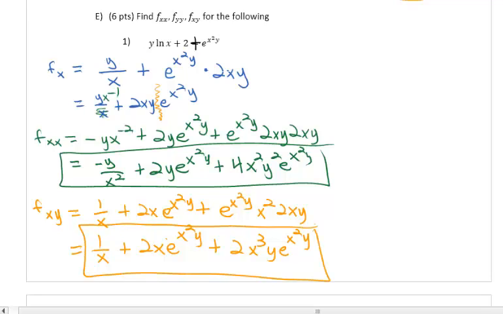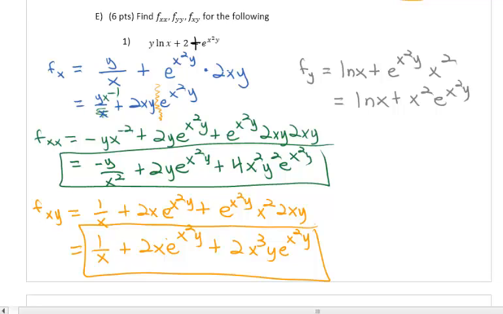For the fyy, we're going to go back to the beginning and take the original derivative with respect to y. Y ln x, the derivative of that's just the natural log of x. The derivative of 2 is 0, plus the derivative of e to the x squared y is e to the stuff times the derivative of the stuff, which is x squared. So simplifying, we like to put the x squared in front. Don't really need to, but there we go.